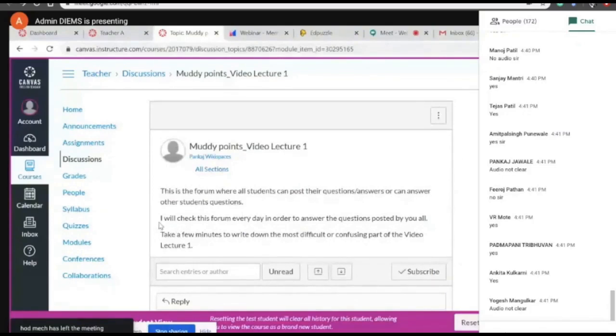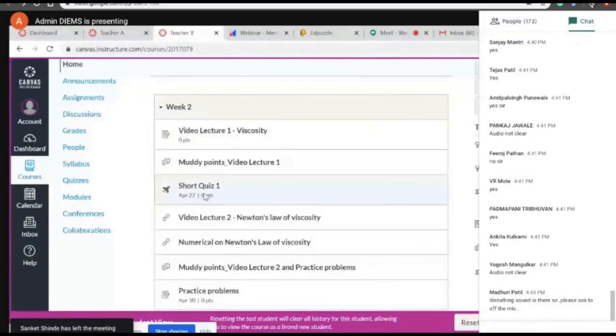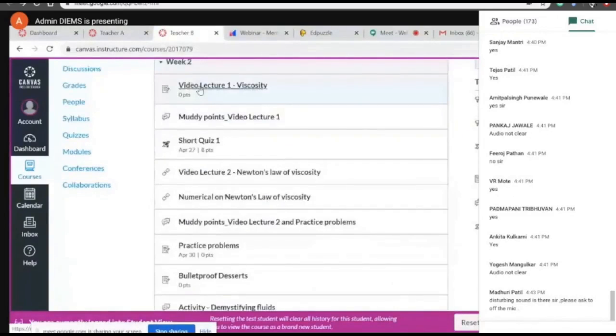Then the teacher is saying that he'll check this forum every day. So if there are some student questions, he'll try to answer the questions posted by students every day. Okay. Now, after that, what you can see is video lecture one, which a student will go through. Then if they have some doubts, they can post it here.